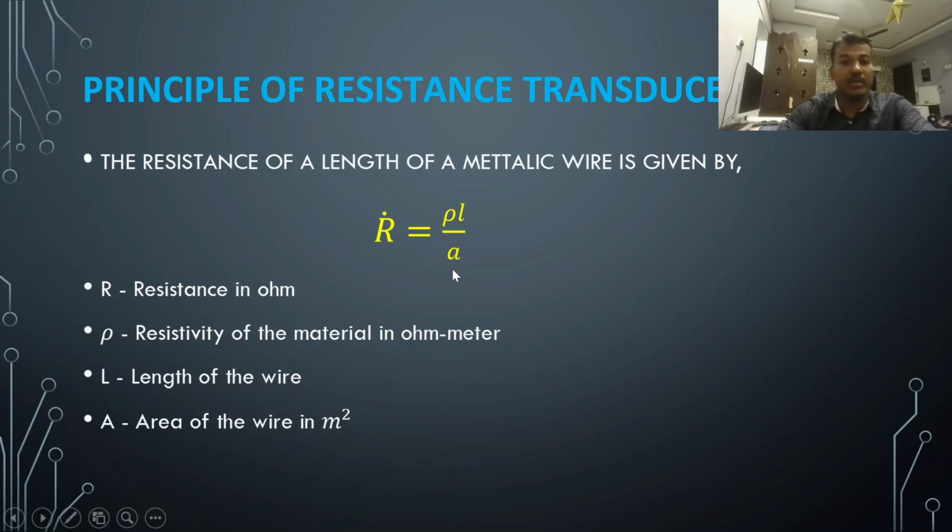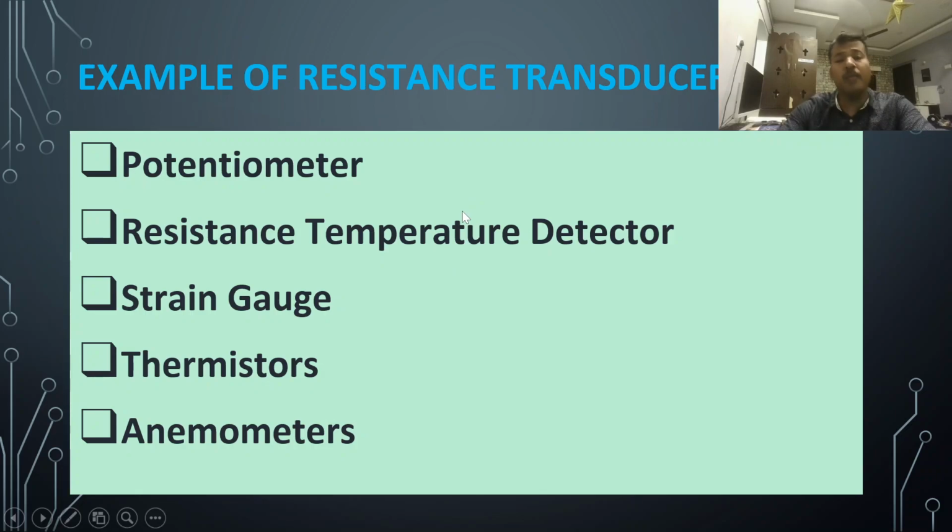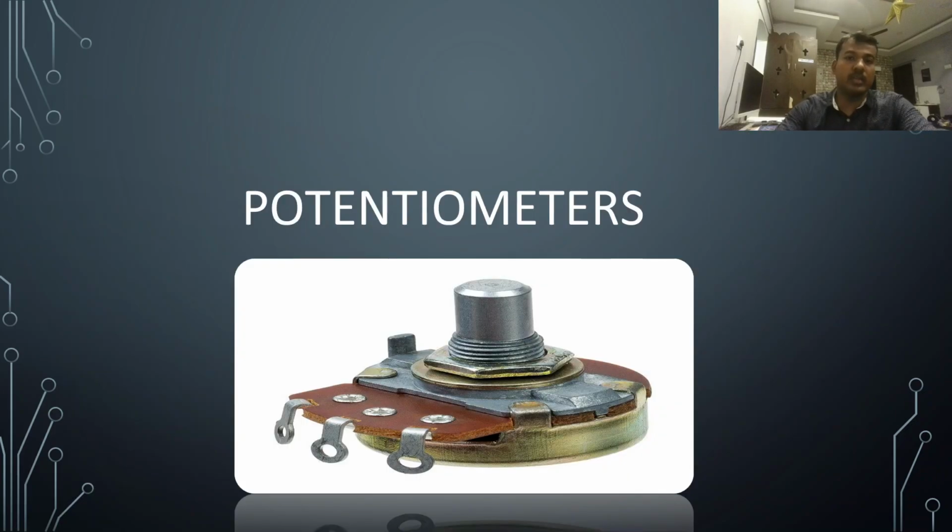With the help of this, we can see applications like potentiometer, resistance temperature detector, strain gauge, thermistors, and anemometer. So these are the things we are using in our day-to-day life. In this video, we are going to take only one application, that is the potentiometer. We all know what a potentiometer is.